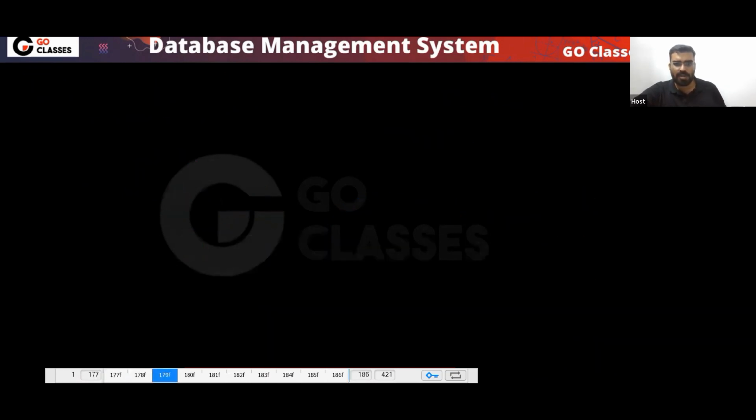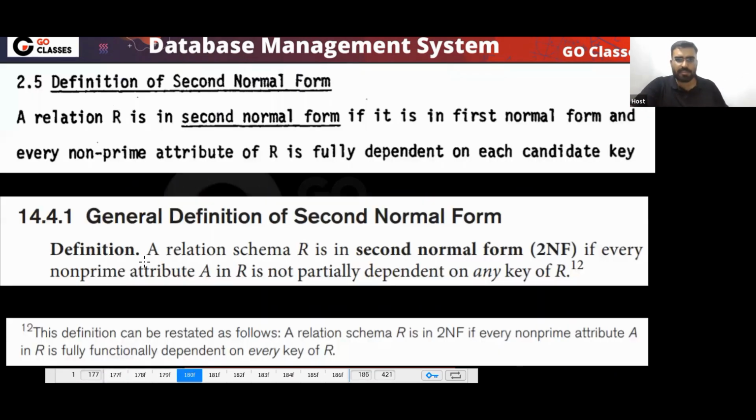Now let's move on. Is this clear to everyone? So what is the idea of partial dependency and 2NF? This is the definition as we have already seen. A relation is in 2NF if every non-prime attribute is fully dependent on every key. No non-prime attribute is partially dependent on any key. Okay, so this is the idea.